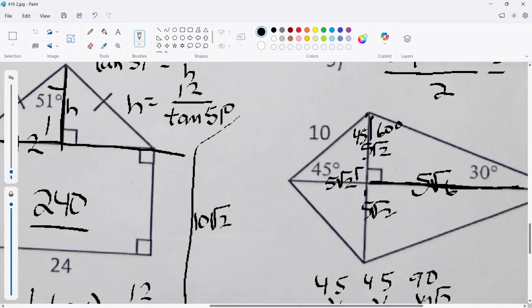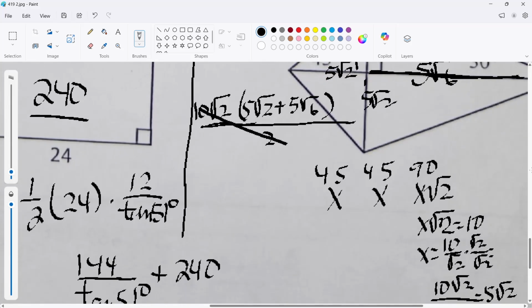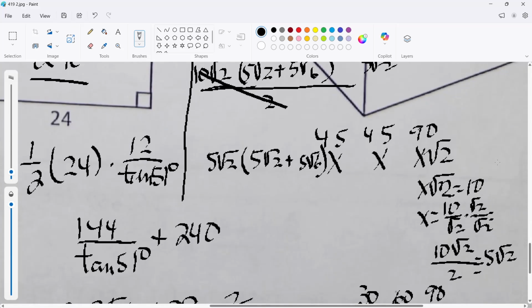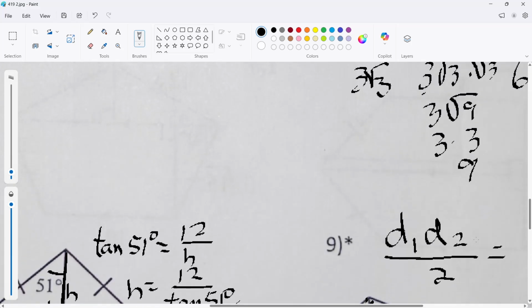So that means this other diagonal is 5 square root of 2 plus 5 square root of 6. And then I have to divide the whole thing by 2. Well, 10 square root of 2 divided by 2 is 5 square root of 2. So this is 5 square root of 2 times 5 square root of 2 plus 5 square root of 6. Now, could that be the answer? Could be, maybe that will be accepted, but remember it wants exact, it's got the asterisk.